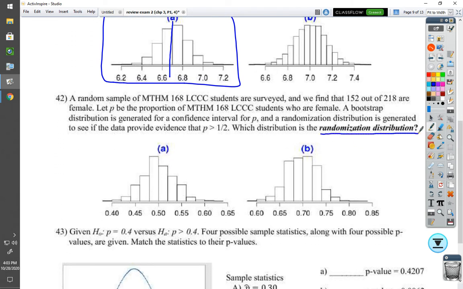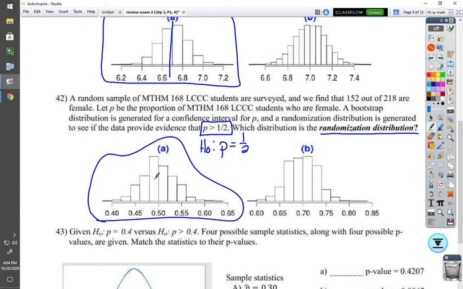If I go down to the next one, it's the same exact question, but it wants to know about the randomization distribution. The randomization distribution will center itself at the mu value. Remember that for this one, it was testing the alternative greater than half, which means that H sub O would have been P equal to 1/2, and this one is centered up at 1/2.